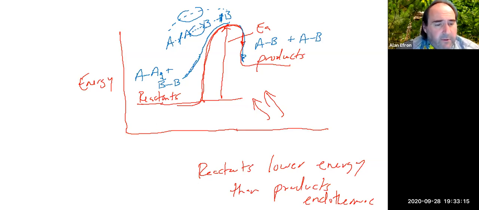Resonance, VSEPR, and polarity. Okay, so resonance structures in general are when you can draw more than one Lewis structure for a particular molecule, and that's because there are choices where you could put a double bond. So for example, let's look at carbonate again, maybe.